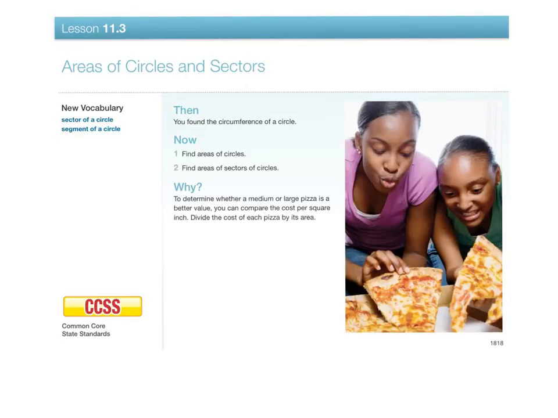Alright, so now we're on 11.3, the area of circles and sectors. Okay, so either the area of a complete circle or a proportion of the circle, the sector, which obviously will have degrees, so it's whatever that sector is over 360 times pi r squared.